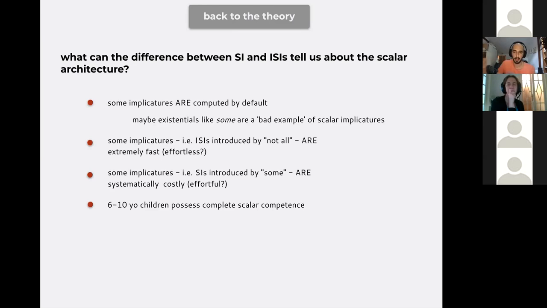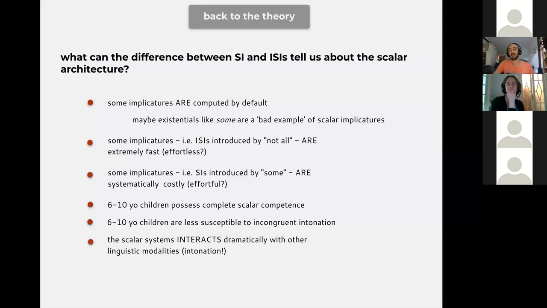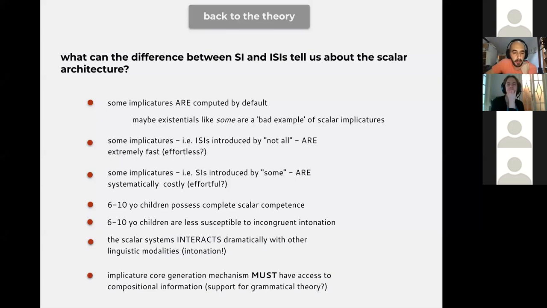And then we found confirmation that young children possess competence for deriving scalar implicature, at least for certain triggers, and that they are less susceptible to incongruent intonation, right? And to conclude, we might say that the scalar system interacts dramatically with other linguistic modalities, like, for instance, intonation. So in the implicature core generation mechanism, we don't want to speculate too much about what it could be, but it must have access to compositional information.